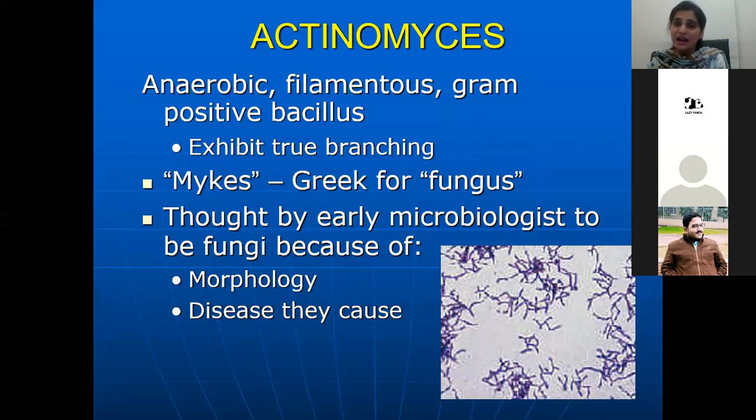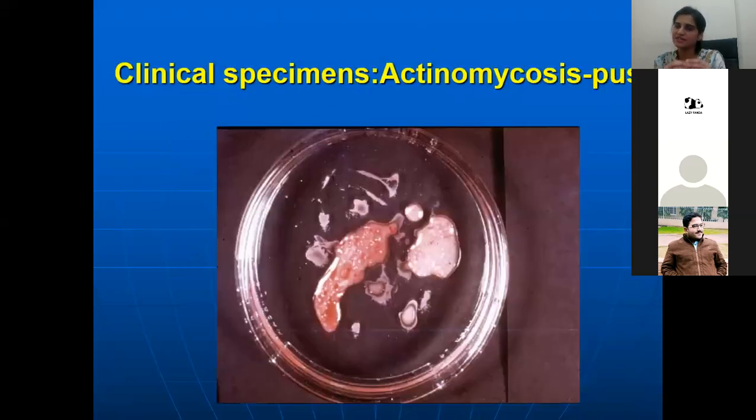So Actinomyces israelii is anaerobic, whereas Nocardia asteroides is aerobic. Actinomyces israelii is anaerobic, filamentous, gram-positive bacilli. It exhibits true branching. Mycetes is a Greek word for fungus, and these organisms were first thought by the early microbiologists to be fungi because of their morphology and the diseases they cause. The structure resembles the fungi, so the early microbiologists thought that they are fungi.